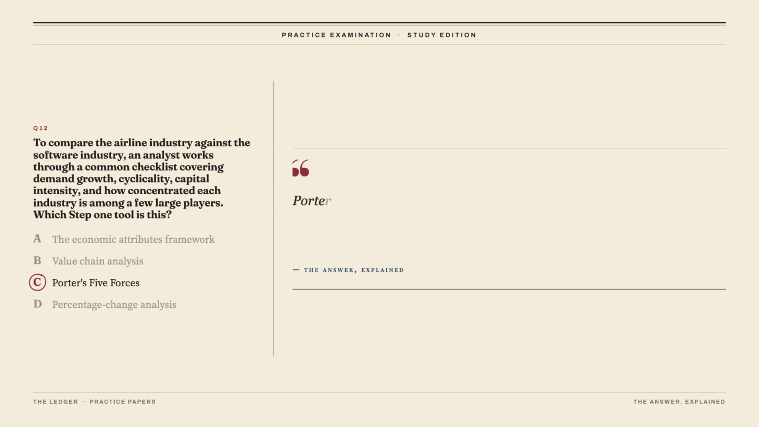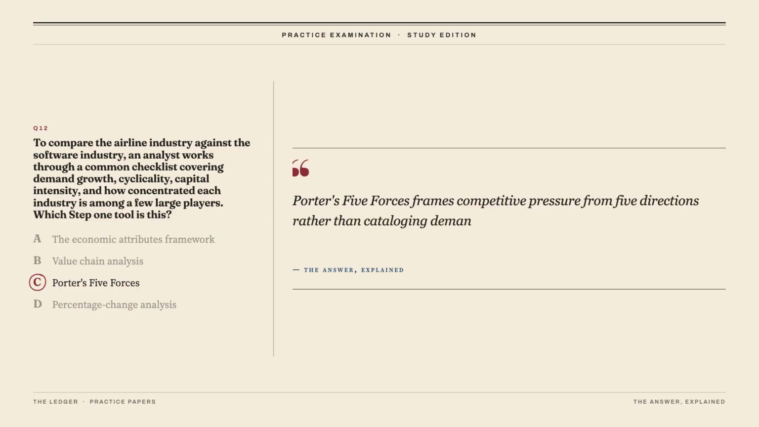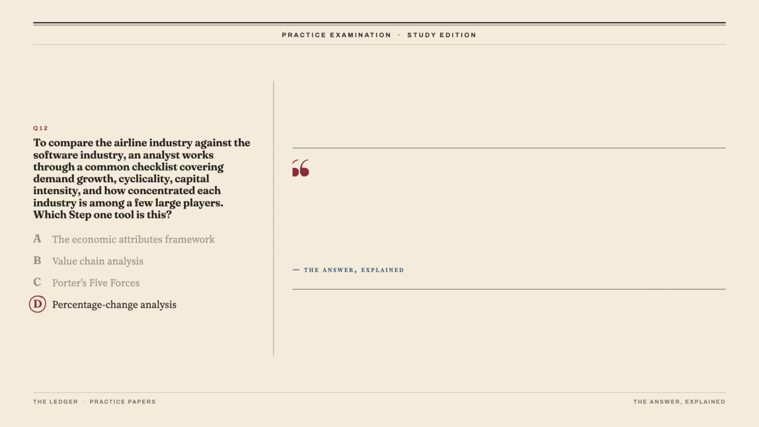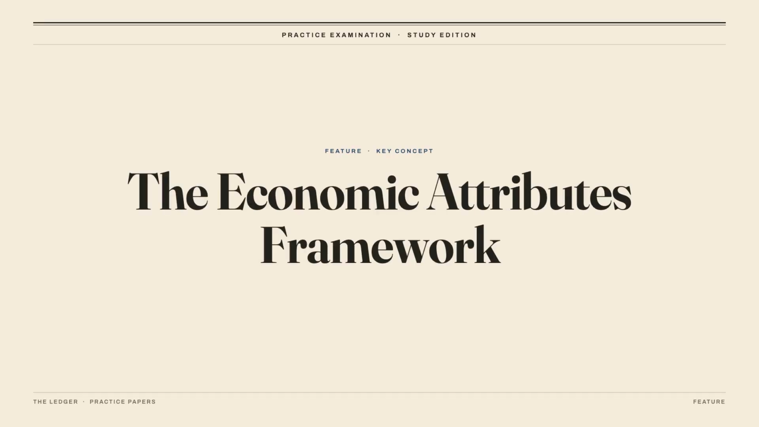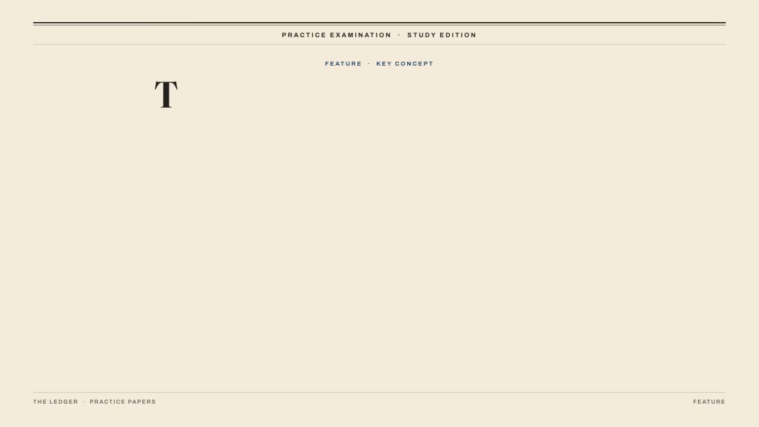C is wrong because Porter's 5 forces frames competitive pressure from 5 directions rather than cataloging demand, supply, and cost attributes on a common checklist. D is wrong because percentage change analysis is a step 4 tool that tracks growth rates of statement items across periods, not a tool for comparing industry economics. Some analytical tools are scalpels cutting to one sharp question. The economic attributes framework is a checklist instead, and that's exactly its strength.